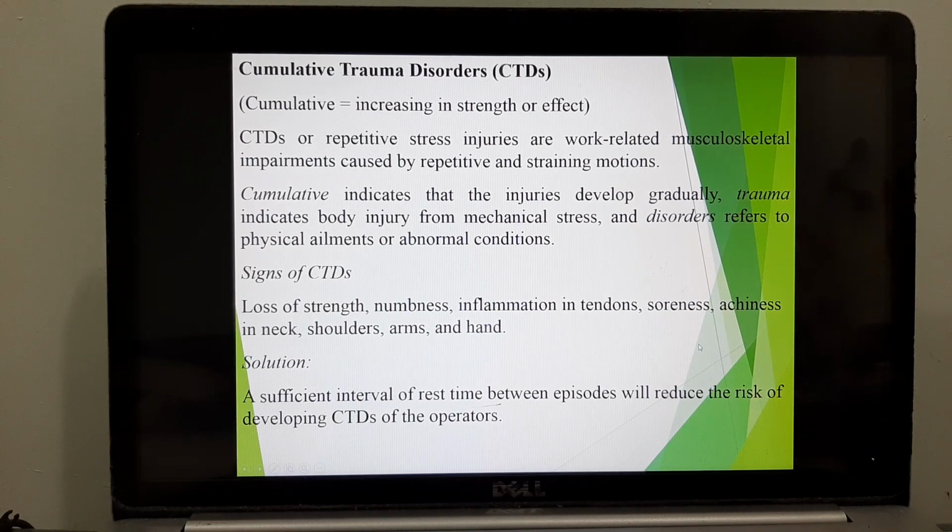Cumulative trauma disorders or repetitive stress injuries happen when you keep repeating the same task over and over again, which is causing injuries. You may end up suffering from a musculoskeletal impairment caused by repetitive and straining motions. Cumulative indicates that the injuries develop gradually. Trauma indicates the body injury from mechanical stress, and disorders refer to physical ailments or abnormal conditions. Signs of CTDs: loss of strength, numbness, inflammation in tendons, soreness, achiness in the neck, shoulders, arm and hand. Solution: a sufficient interval of rest time between episodes will reduce the risk of developing CTD of the operators.